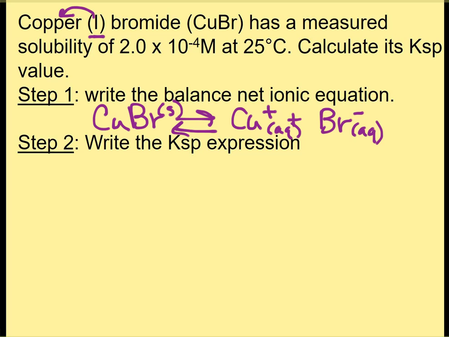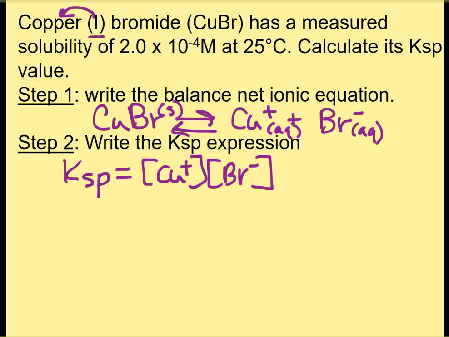Then you're going to write your KSP equation, and then let's put our numbers in. And it says it has a measured solubility of, so that would be the concentration of the ion that there's only one of. And I happen to have both my anion and my cation in a 1-to-1 ratio. So this is going to be the concentration of both of them. And if you really think about it, when you put it into the water, it would split up into equal concentrations. They would both be 2 times 10 to the minus 4.